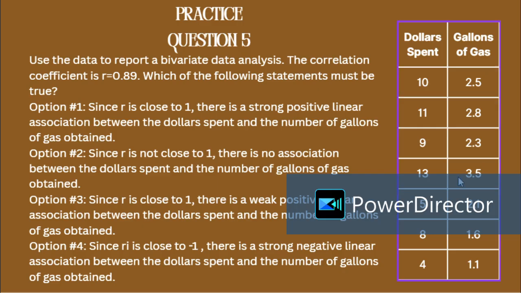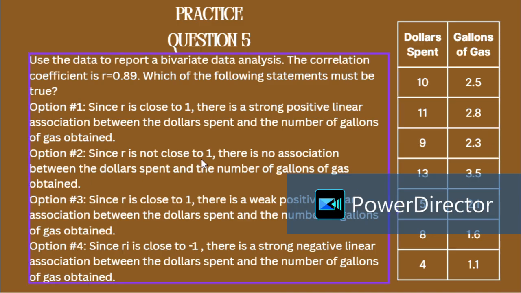So to find out if it's positive or negative, you can go ahead and graph this, or you can look at it and see if you can figure it out yourself. So 10, 11, 9, 13, it's not going to be a perfect positive or negative. You're going to have to graph it to find out if it's positive or negative.